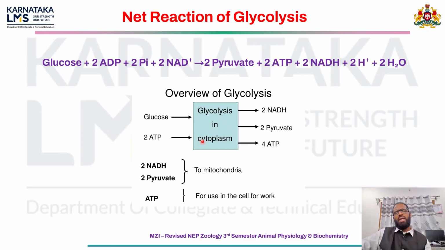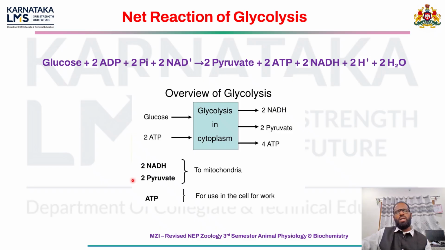And ultimately, by the completion of glycolysis, you can find that 2 NADH molecules are synthesized, 2 pyruvate molecules are synthesized, and 4 ATP molecules are generated. But since we have already invested 2 ATP molecules in the preparatory phase, the net profit will be 2 ATP molecules.